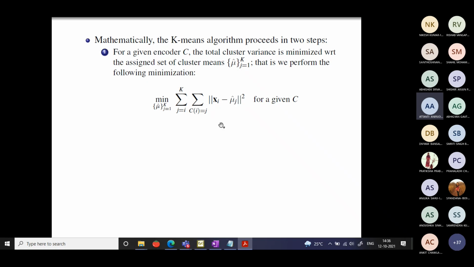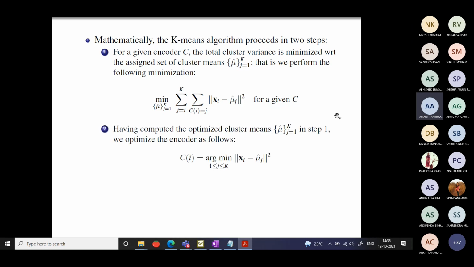Whatever the calculation you do here, based on that you update the value of the cluster. So we perform the following minimization process: with this, we optimize this particular value function, which is nothing but the total cluster variance for a given C. Now, having computed the optimized cluster means in step 1, we optimize the encoder C as something like this. For that value of j within 1 and k, of course, we find that value of j which is going to minimize this, and this is obvious.